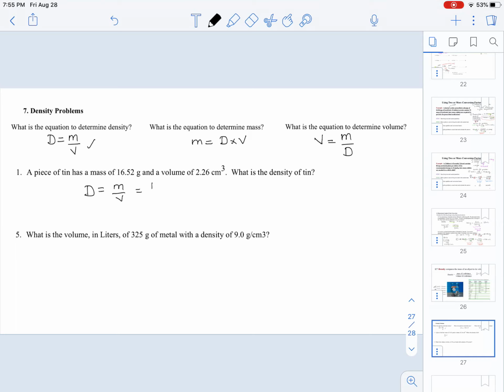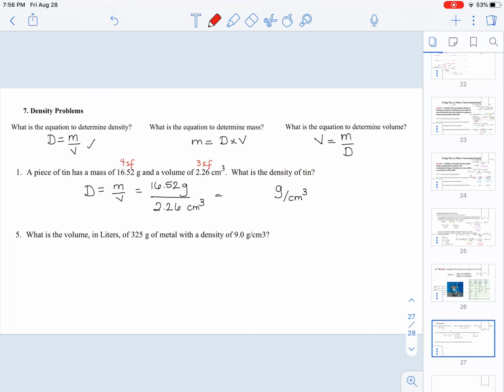When I take these two numbers, understand that I need to round to the correct number of sig figs. In this value we have 4 sig figs, and in this one 3 sig figs. So your final answer needs to be reported in 3 sig figs. Your final answer for tin specifically is going to be 7.31 because we rounded to 3 sig figs. Let's move on to question 5.